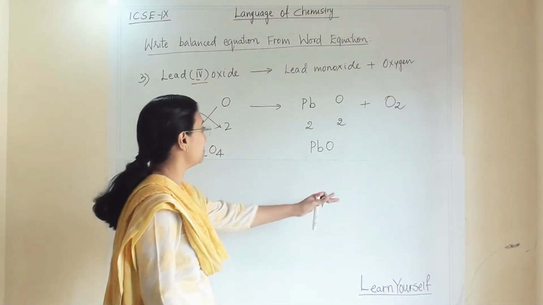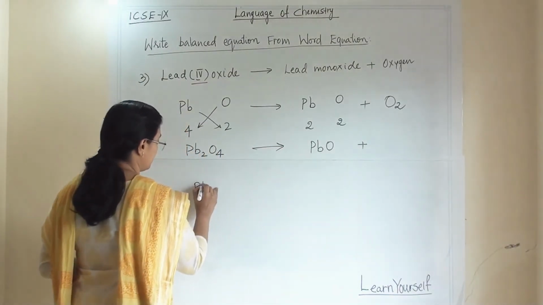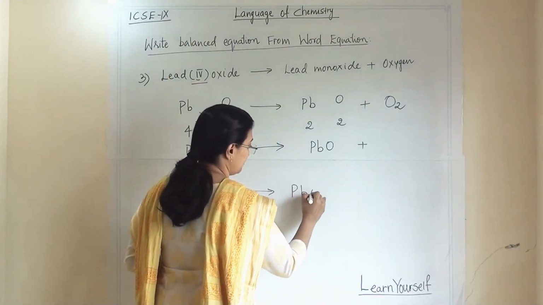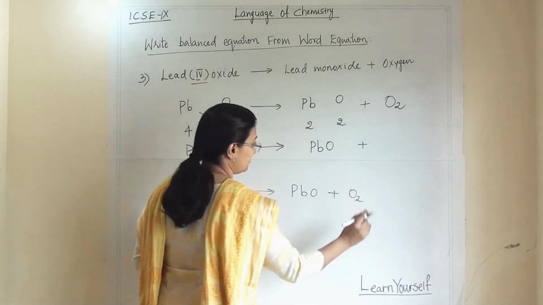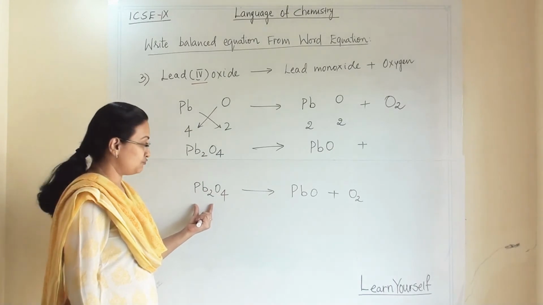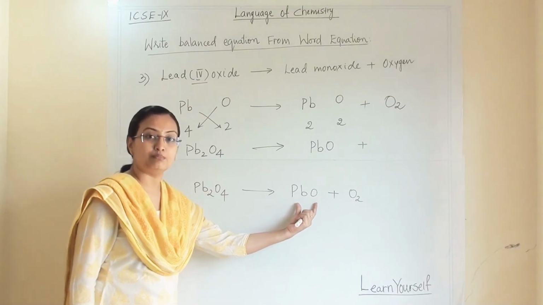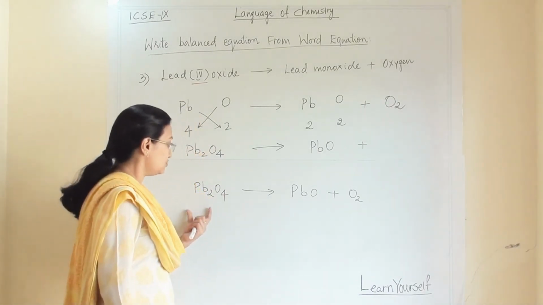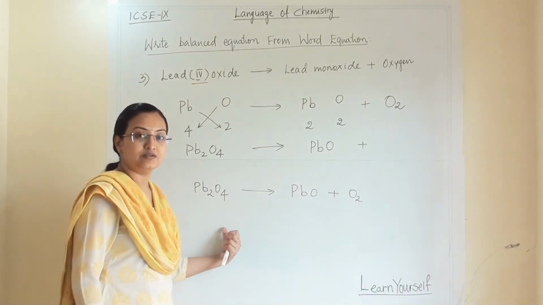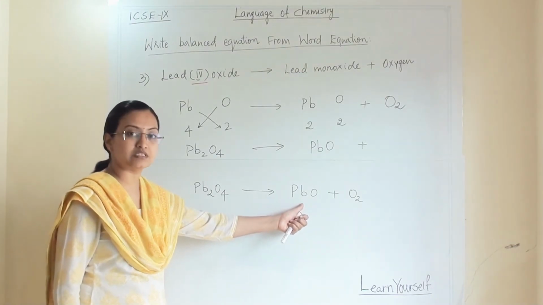Now let us write our full equation. So Pb2O4 will give us PbO plus O2. Here, earlier it was Pb plus 4 and when the reaction is completed we got Pb plus 2. So the valency of lead has changed after the reaction is completed, and towards the product side we will get Pb plus 2.